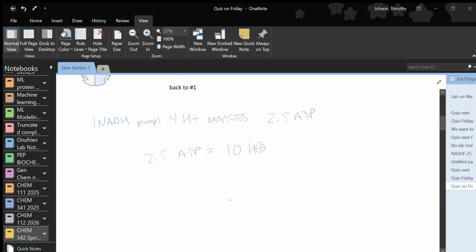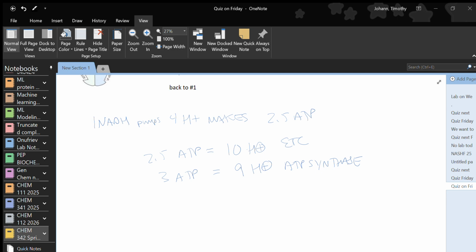right? But we just said that 3 ATP was equal to 9 H+. So ATP synthase, and then this is the electron transport chain. The electron transport chain is pumping these protons so they can come back through, right? Do these numbers match up? No, they don't. Okay, that's the point. It's clear they don't match up. This is bigger, that's smaller, right? So what's going on? Where are the extra protons going?